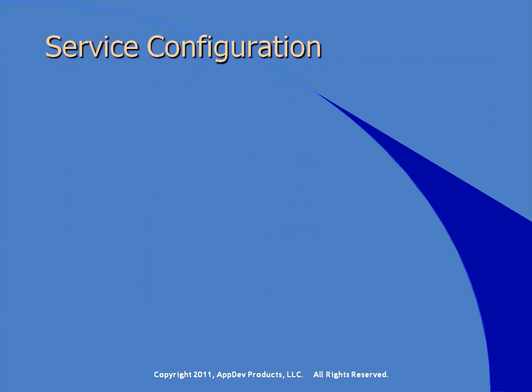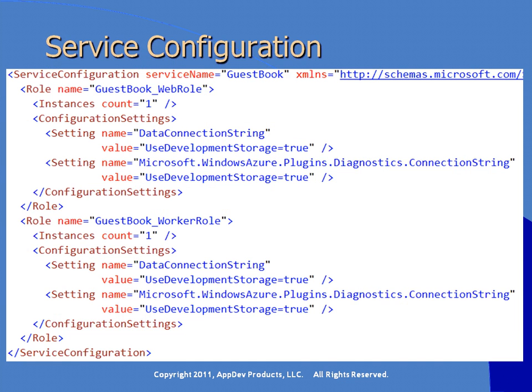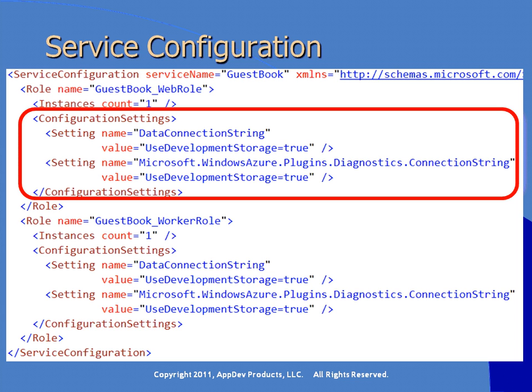endpoints. The service configuration contains the service name, the role name or names for each role in the application, and the instance count for each instance. It also defines the specific configuration information for storage and diagnostic settings.